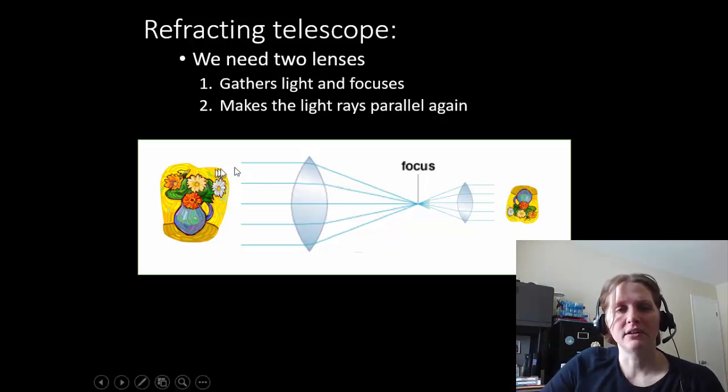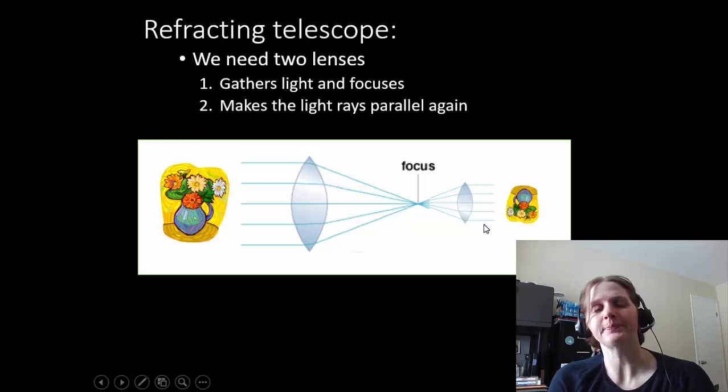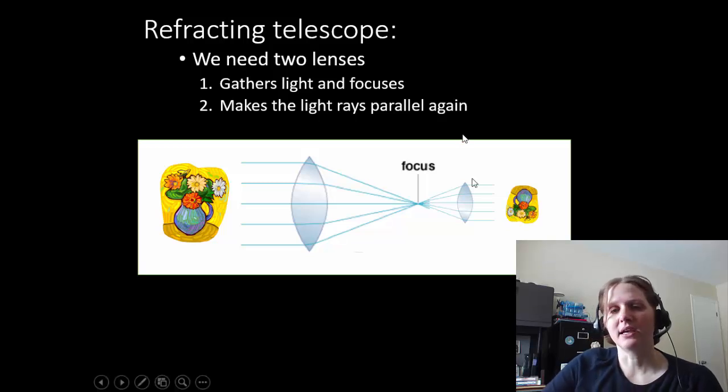Notice how the light rays here on the left are more spread out. The point of the telescope is to gather that light and condense it down tighter so that it could fit into your eye or fit into the camera opening. The way the light rays would go through here, so let's follow one from the top of the flowers, top down through the bottom of this lens and then over to your eye or to your camera.